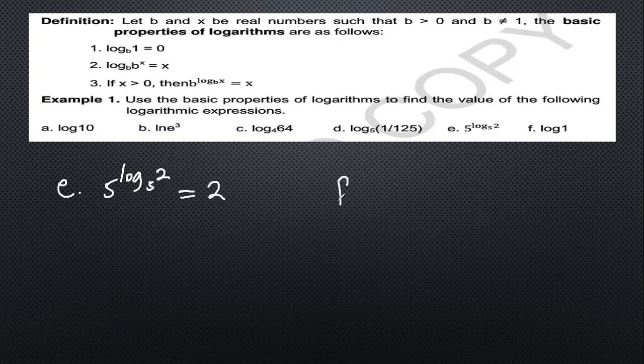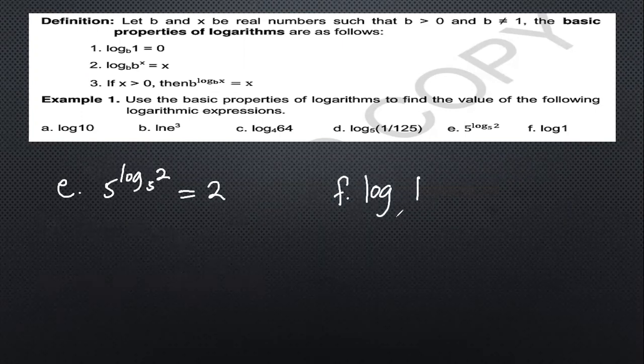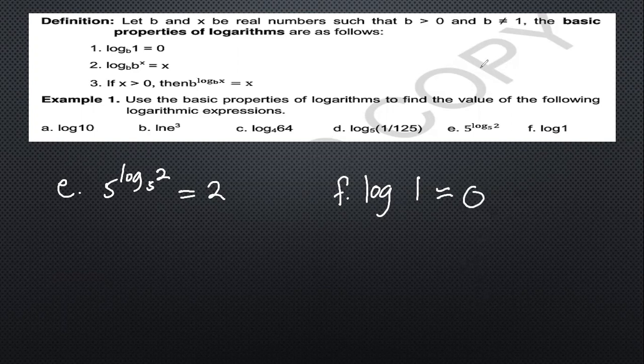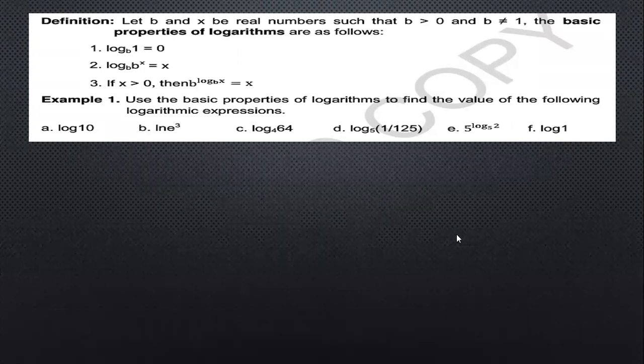So for the letter F, we have log of 1. Nothing is written, it means base 10. Anyway, in any base that you have, based on property number 1, it is always equal to 0. Okay, let us have more examples.